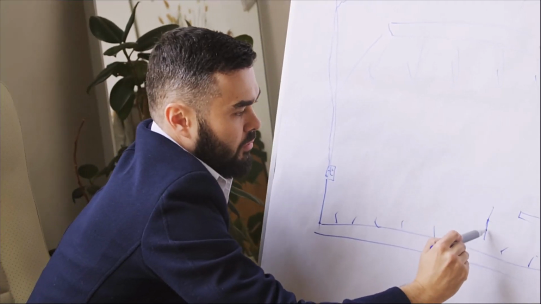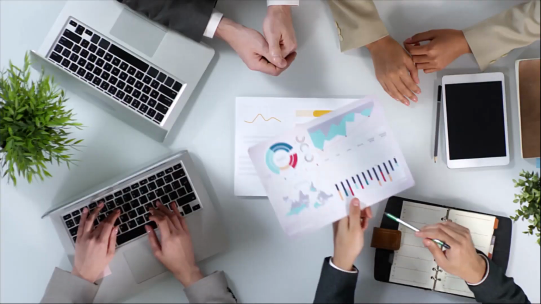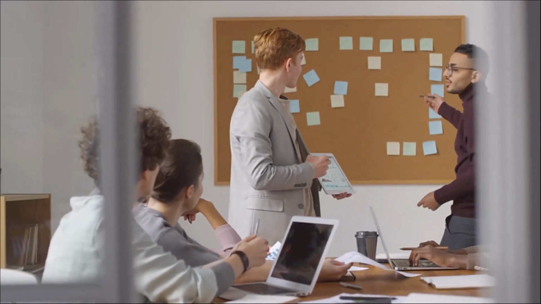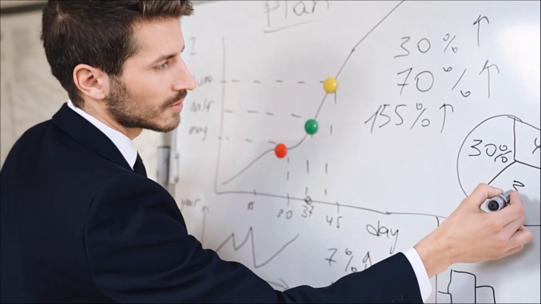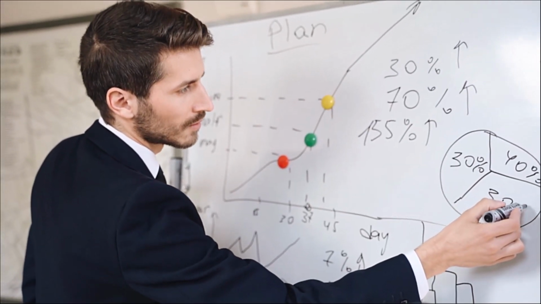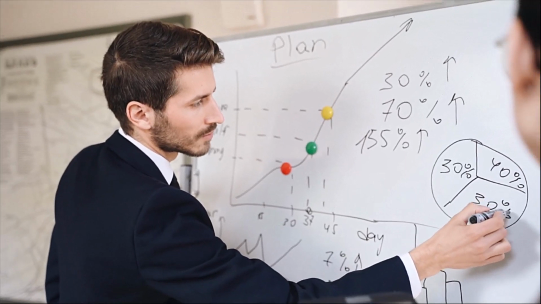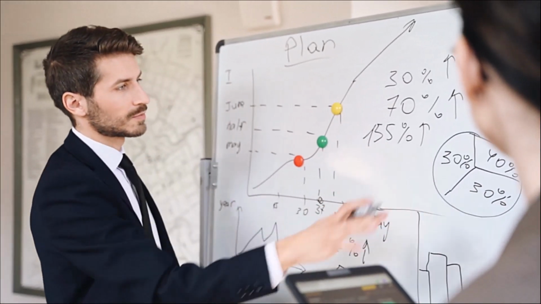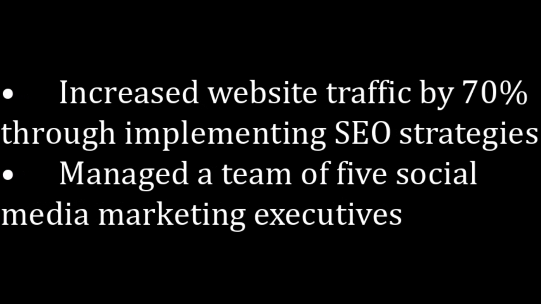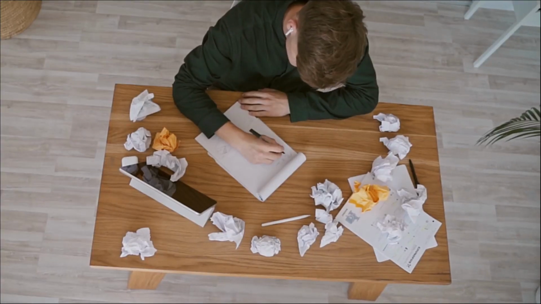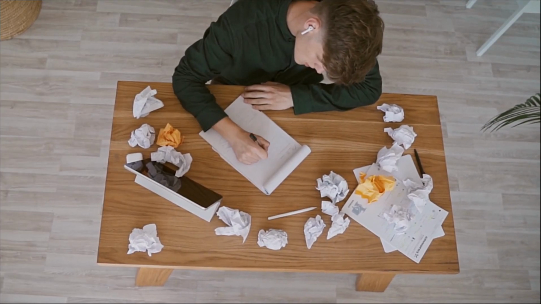1. Quantify your achievements whenever possible. Including specific numbers, percentages, and timeframes helps to paint a more vivid picture of your accomplishments and can make a significant difference in capturing a recruiter's or admissions officer's attention. Example: Increased website traffic by 70% through implementing SEO strategies. Managed a team of 5 social media marketing executives.